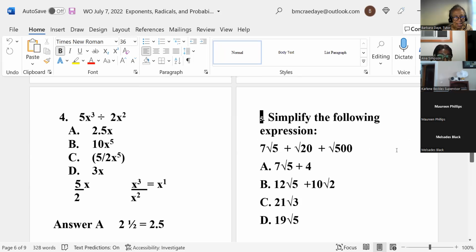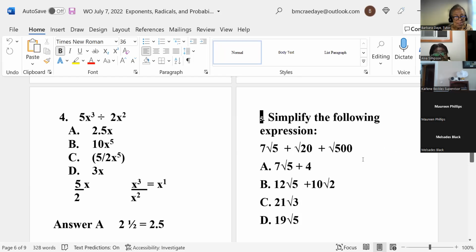No, it's not multiplication. It's a 5. Yeah, the 5 is the clue, the square root of 5. When you see this square root of 5, you think to yourself, what are some factors here? I can get a 5 out of 20 and out of 500.